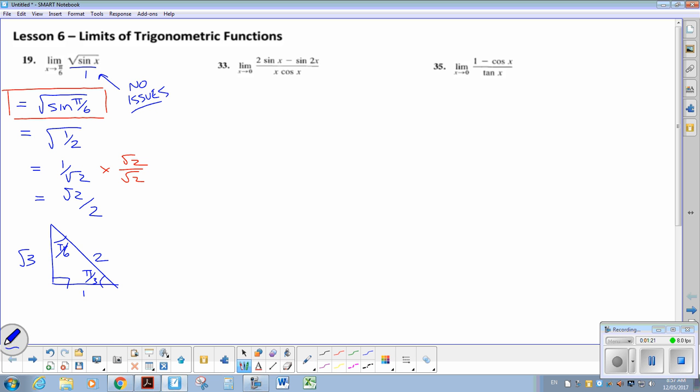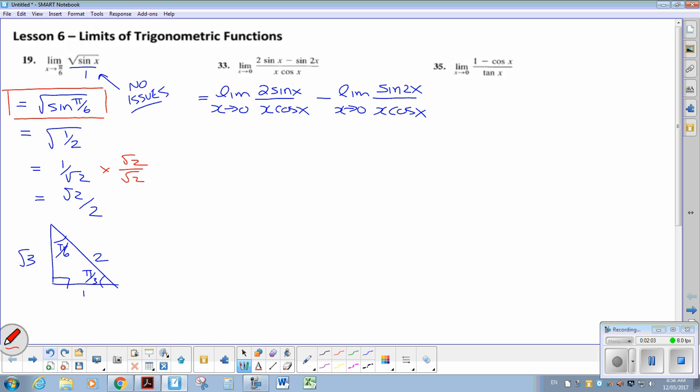All right, looking at number 33, the easiest way to analyze this is to break it into two limits. Because there are two terms in the numerator, I want to analyze them one at a time. The other reason is that I have sine x and sine 2x. They're not similar terms, so I can't common factor. So I'm going to look at it in terms of the limit as x approaches 0 of 2 sine x over x cos x minus the limit as x approaches 0 of sine 2x over x cos x.